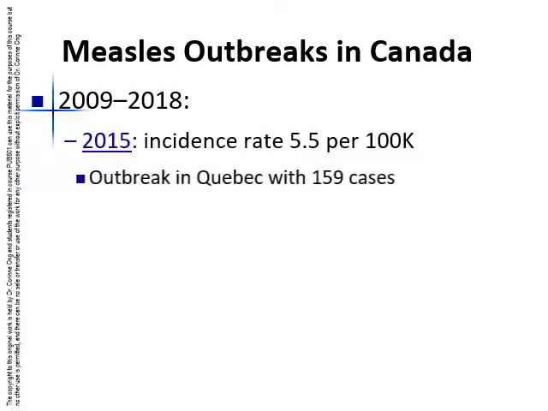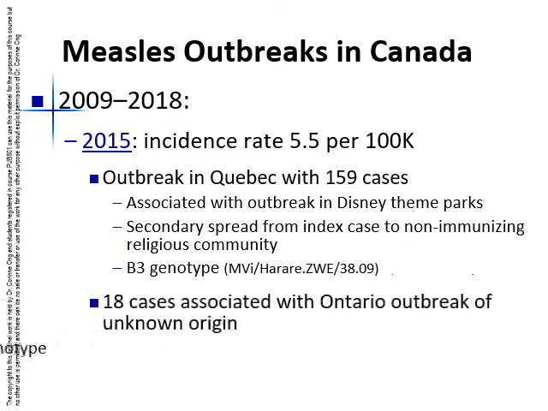In 2015, most of the cases were associated with an outbreak in Quebec. The index case was exposed to measles during travel to a Disney theme park in California. There was then secondary spread to 158 others in the community to which the index case belonged, which was religiously opposed to immunization. There was also a much smaller outbreak in Ontario in the same year.